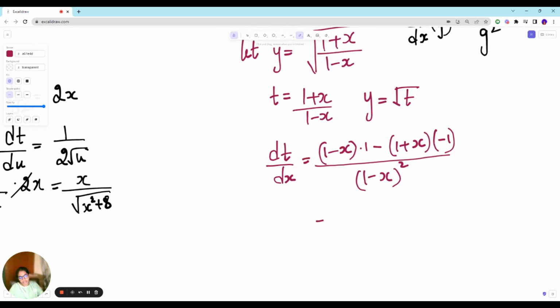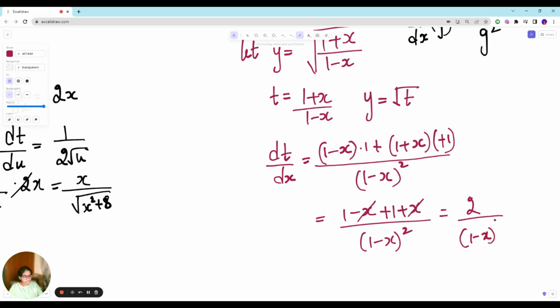Okay, and then 1 minus x. This would become plus, right? Plus plus, so that would be 1 plus x, and x gets cancelled, denominator remains as it is, so our answer is 2 divided by 1 minus x the whole square. What is the next step?